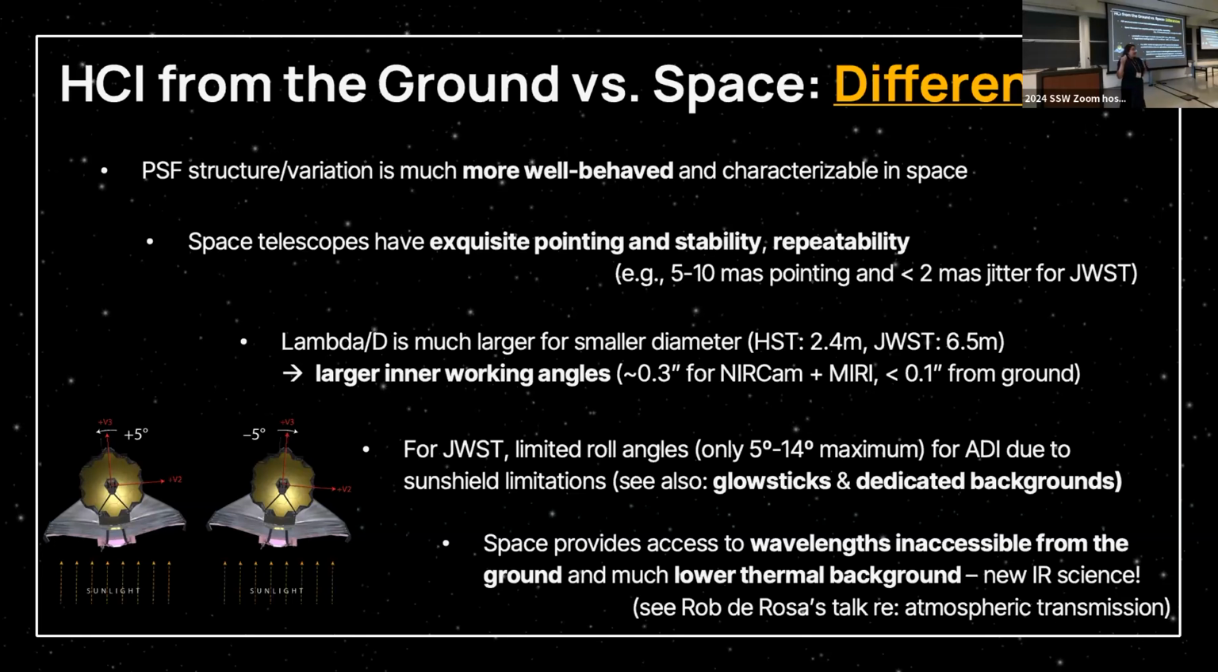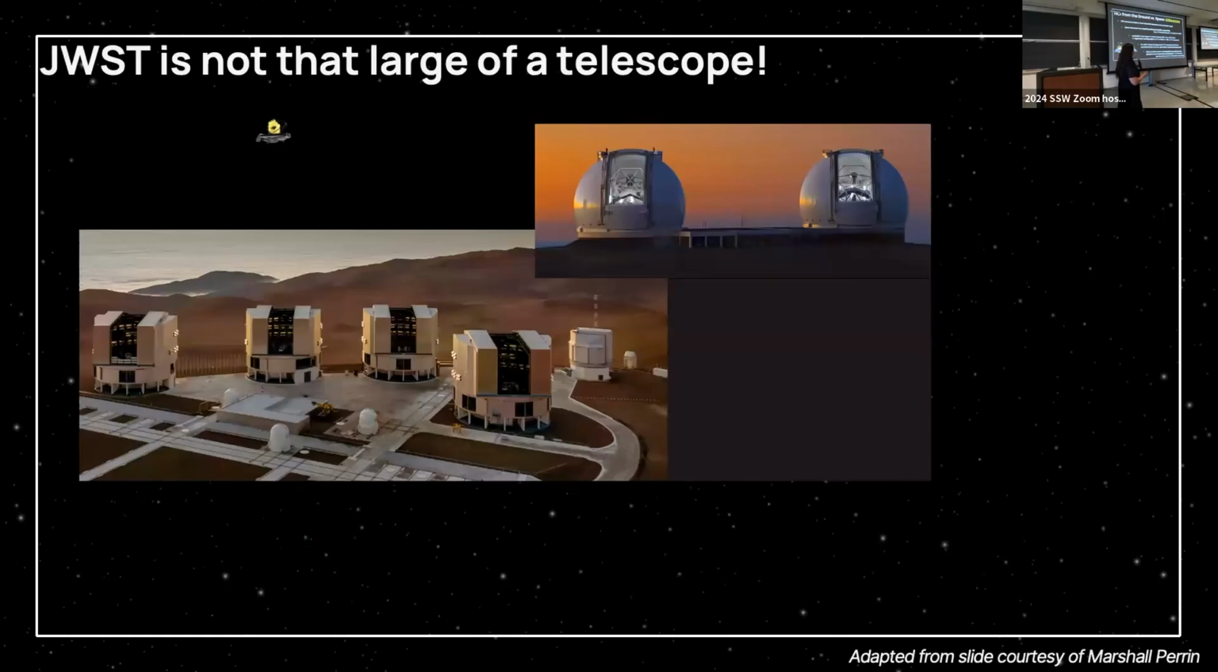The upside is that from space, we have access to wavelengths we just can't access from the ground at all. And that's opening up new science paradigms. And there's a much lower thermal background. As you saw from Rob's talk earlier this week, as you go past 2 microns from the ground, it just gets real dicey to try and do thermal infrared imaging. And so we're really winning out in sensitivity and contrast with JWST.